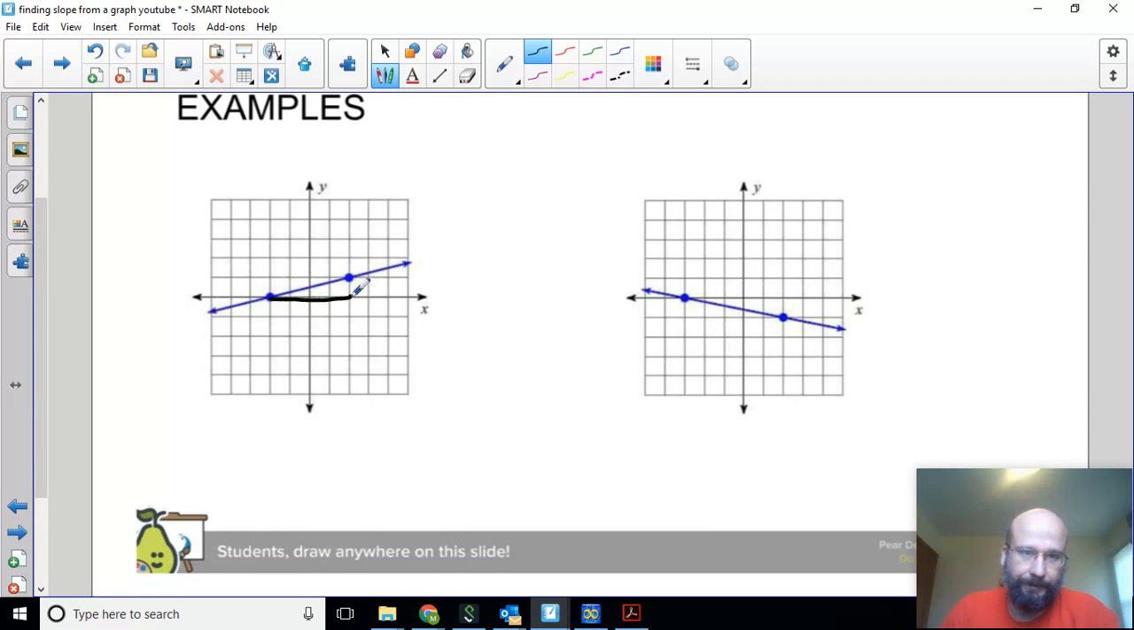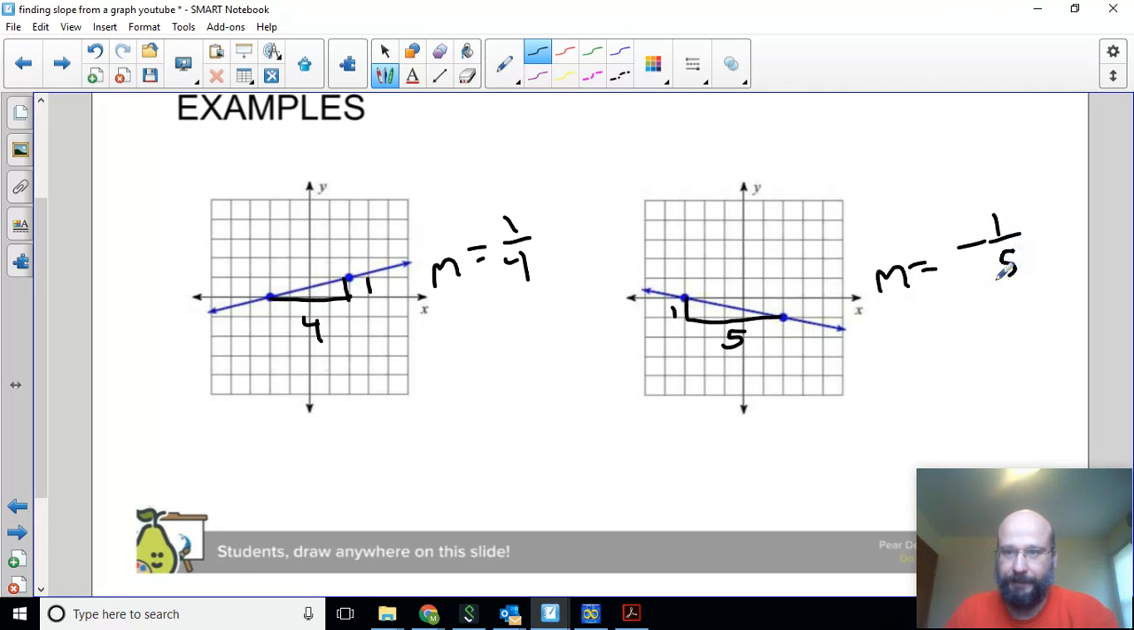Connect this one with this one. Count, that's 1. 1, 2, 3, 4, and that's 4. So our slope is 1 over 4. So this one looks like I'm going to go this way and up, straight left, straight down. And I'm going to count, that's 1. I'm going to count 1, 2, 3, 4, 5. That's 5. But it's a negative slope, so it's negative 1 over 5.